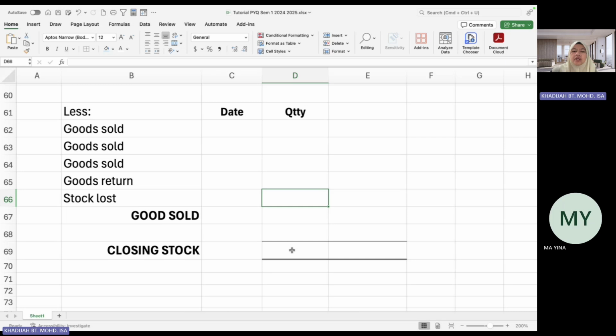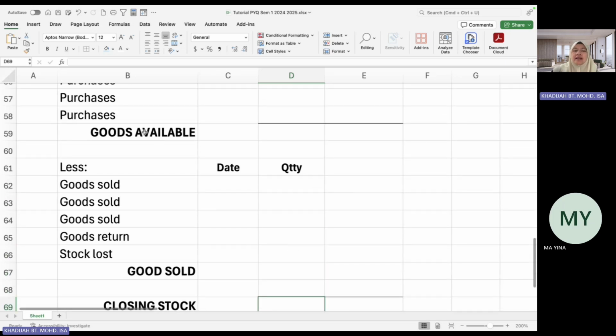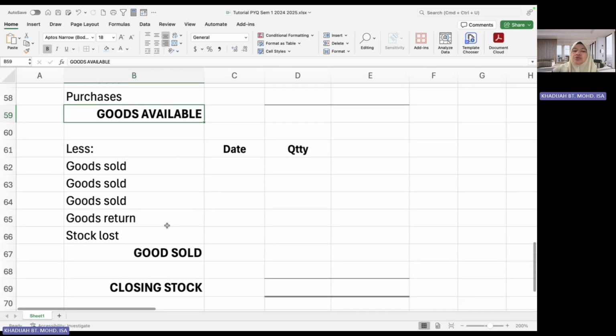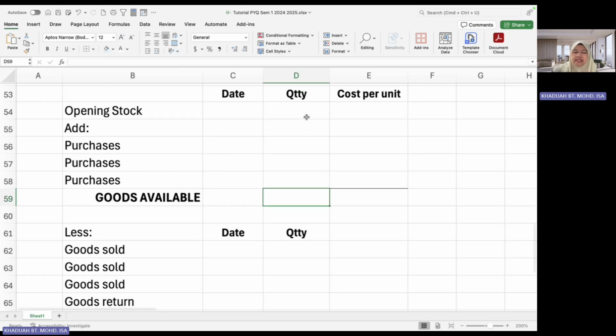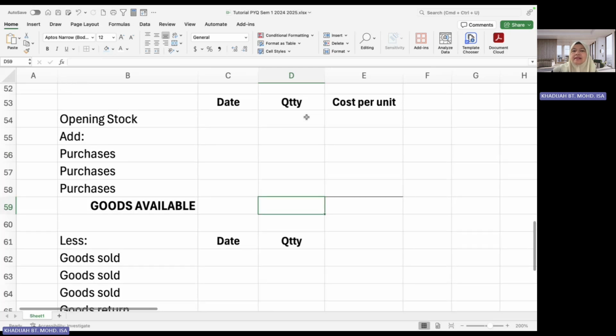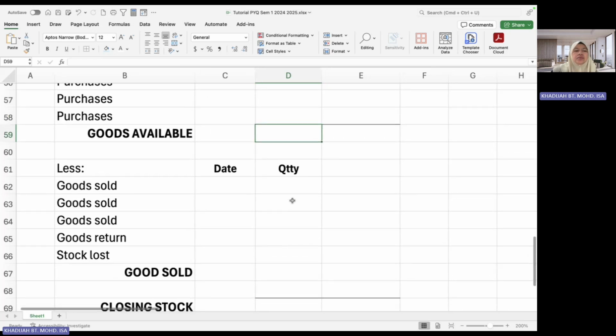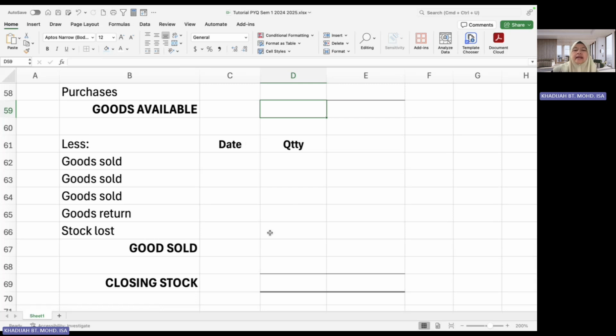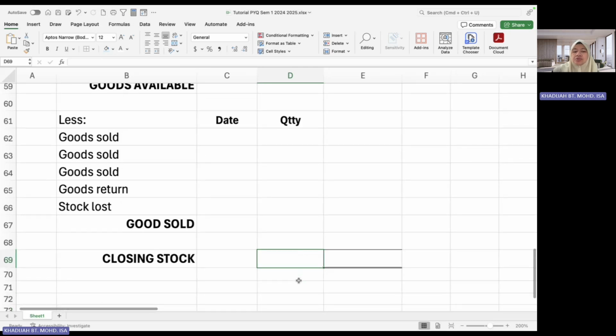And from there, you're going to determine your stock, right? Your closing stock is how much was available and then how much you sold. So the balance is your closing stock. Here is your goods available from your opening stock and purchases, the number of units, the quantity here. And then you minus your goods sold, then you should have your closing stock. So closing stock again is your goods available minus your goods sold.